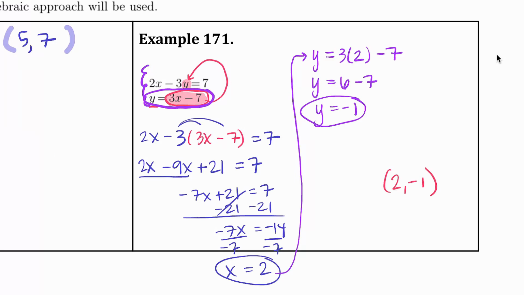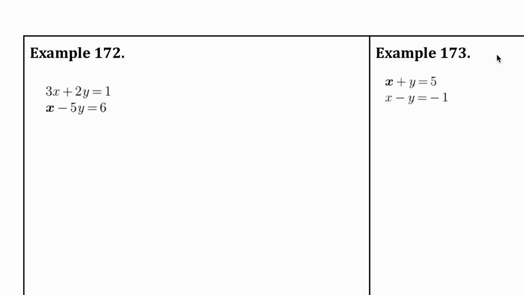And again, what that means graphically, if we were to graph these, is that the point of intersection of these two lines is going to be 2, negative 1. We could always check our answer by substituting the values back into both original equations and making sure it's true. We could look at a graph, or we could trust our algebra on this one. Okay, a few more examples here.